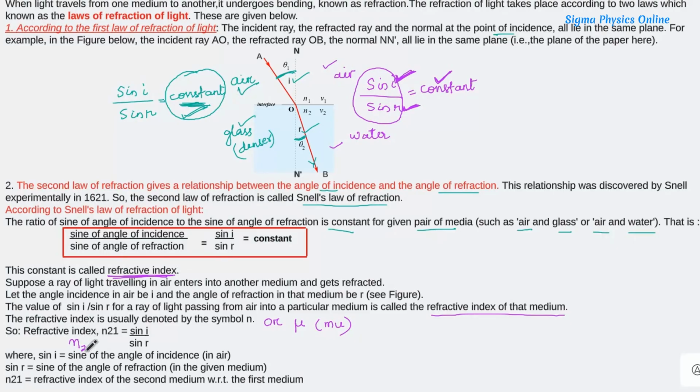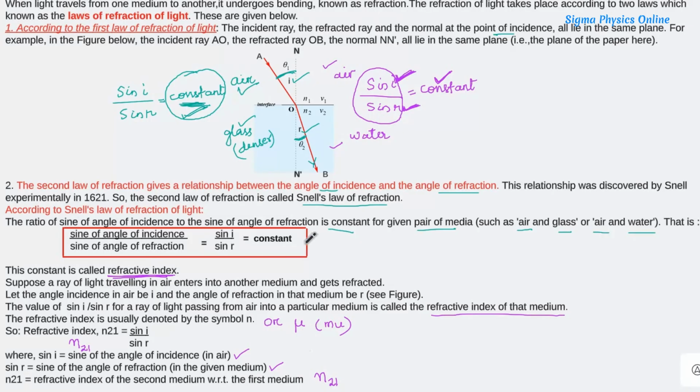That is the refractive index of the second medium with respect to the first medium is written as sin I by sin R. Sin I is the sine of the angle of incidence in air, whereas sin R is the sine of the angle of refraction in the given medium, that is the medium to which light is entering. And N21 is the refractive index of the second medium with respect to the first medium. It is written as a subscript N21. So I hope you have understood Snell's law.